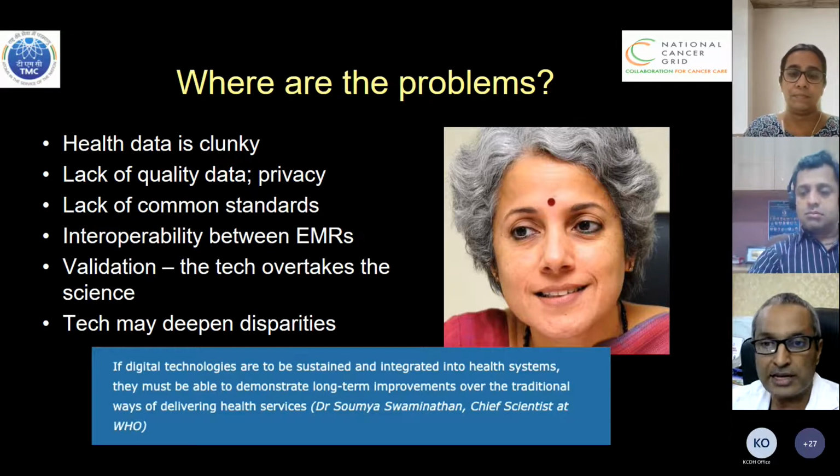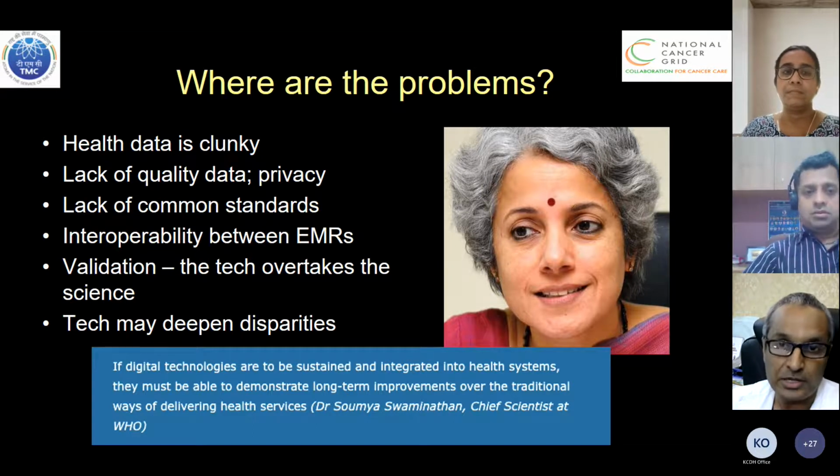It's no longer about the tech. It's no longer about whether there are incremental improvements in the technology, but unless you have an impact on the real world, these digital health solutions are not really improvements.